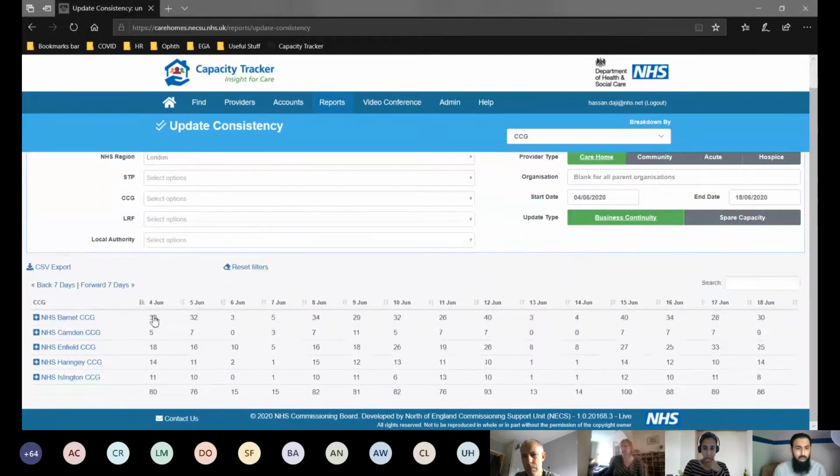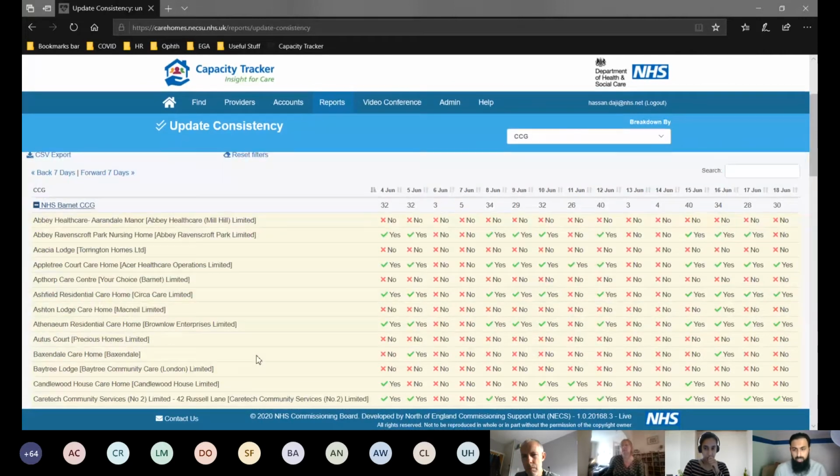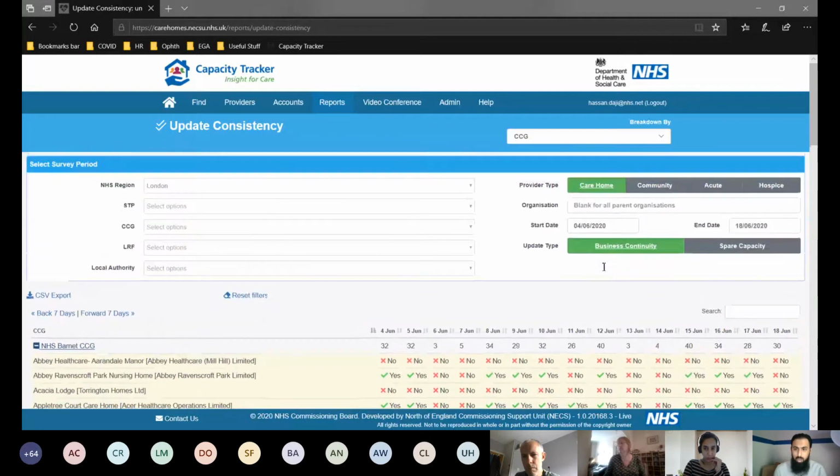So this report allows you to see, at your CCG level, your homes that have completed the business continuity and vacancy updates on that particular day. So for example, Abbey Ravenscroft Park updated on the 4th and 5th of June, but didn't on the 6th and 7th. So it just gives you a much more intimate view into what the care home has been doing in terms of their vacancy update history.